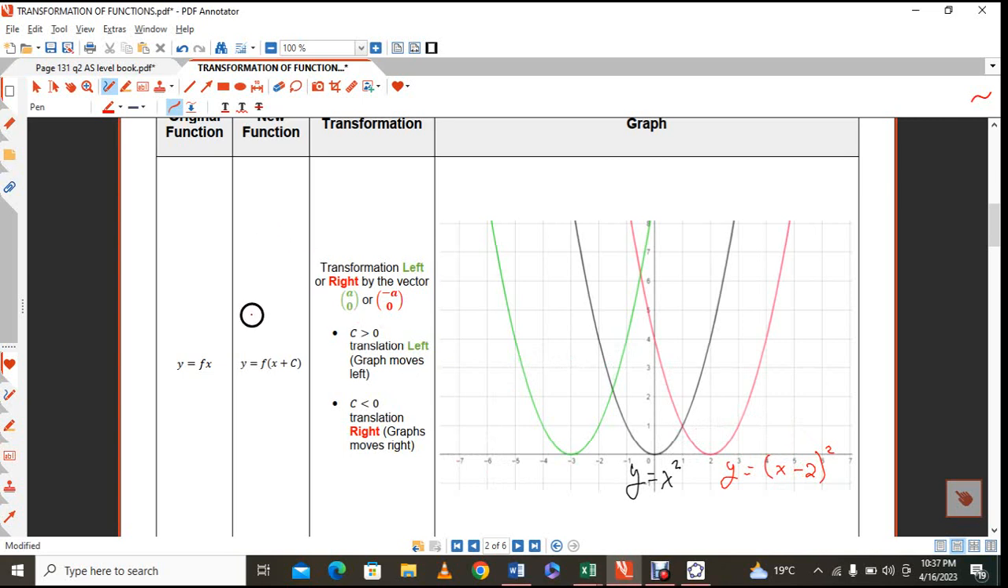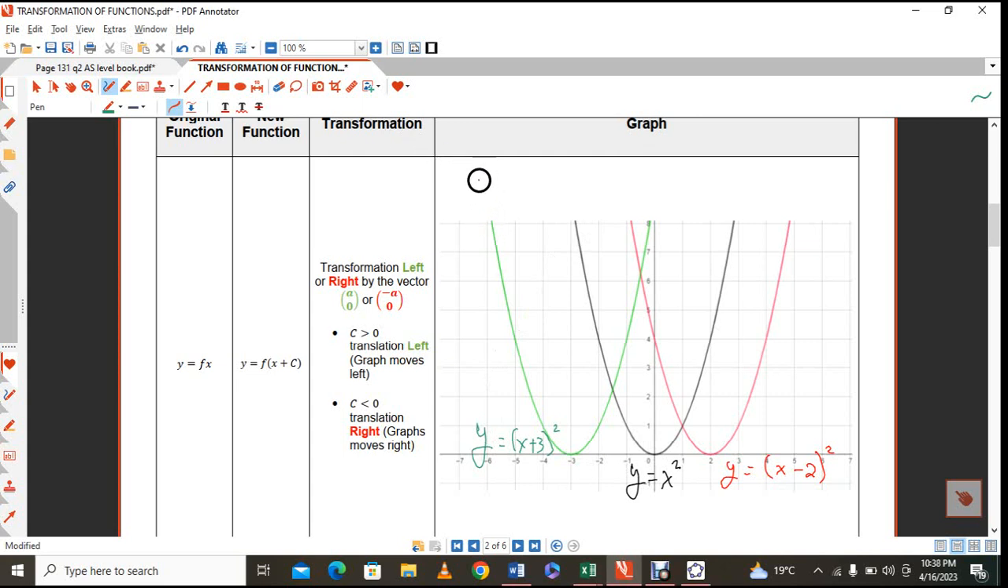If the stuff inside the bracket is positive, so you have the function y equals x plus 3 all squared, then you can see that the graph is translated to the left. That's a positive value, so the whole graph is going to the left. It's very important that you understand that relationship when you're dealing with this.